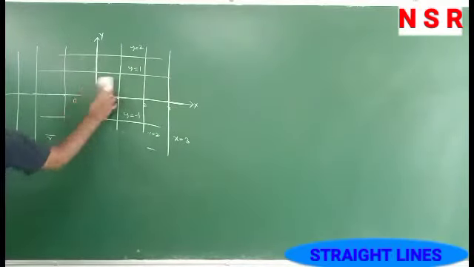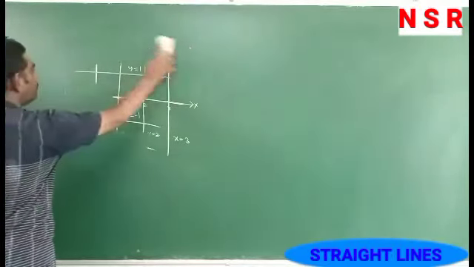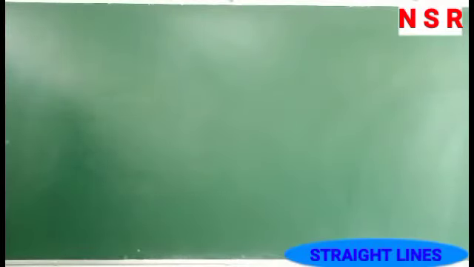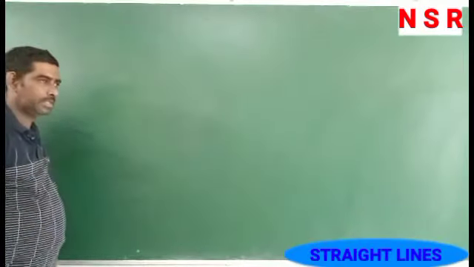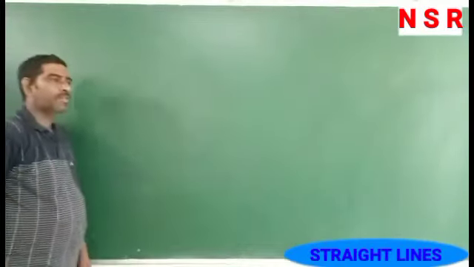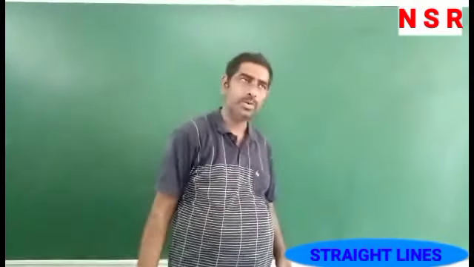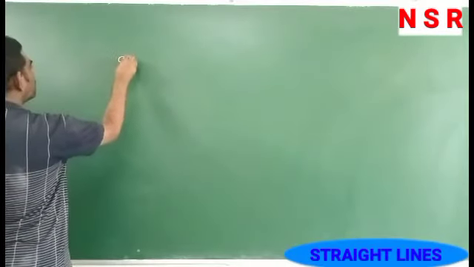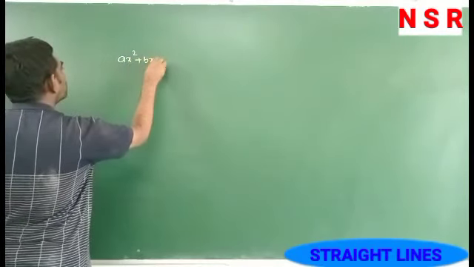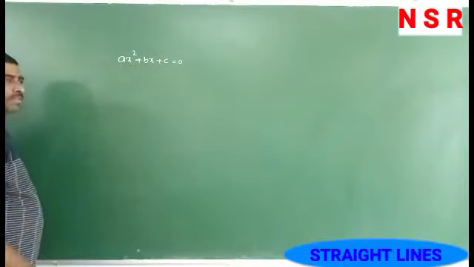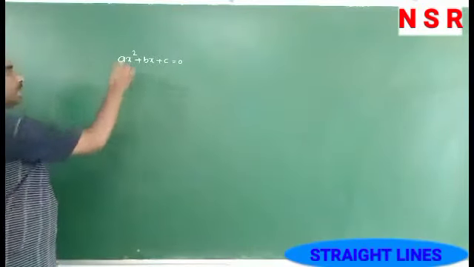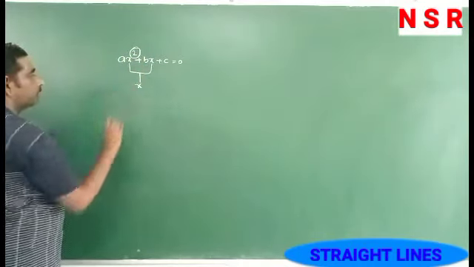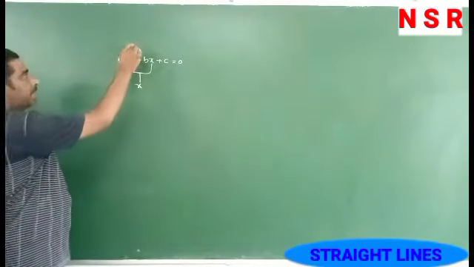Now, what is the definition of a straight line? A straight line is a first degree equation with two variables. Already you know the quadratic equation ax square plus bx plus c. What is the definition of a quadratic equation? It is a second degree equation with one variable, that is x. The degree here is 2.